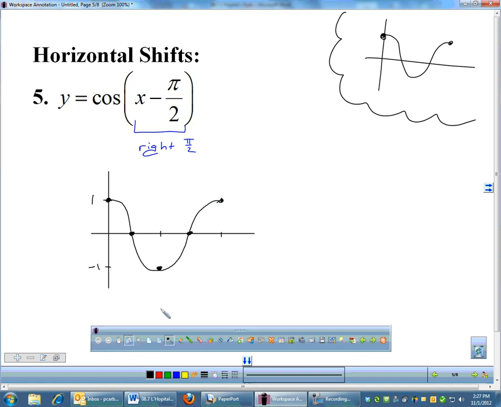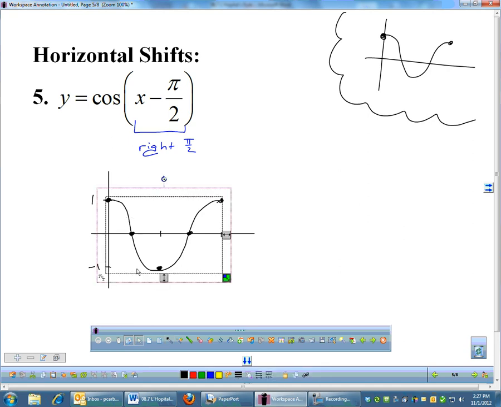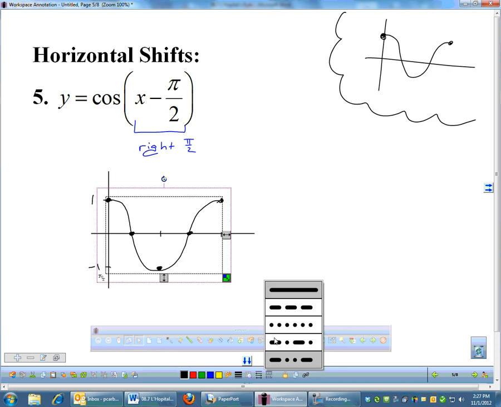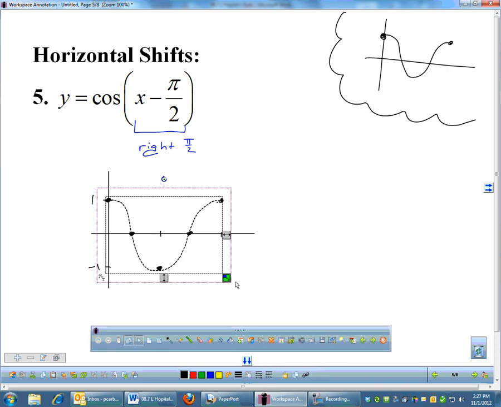Except I kind of wish I made that dotted, because this is not my final graph. I'm going to make this a dotted graph because this is only temporary. We're going to have to shift this to the right pi over 2 units.